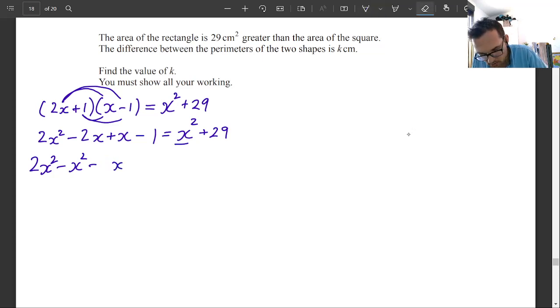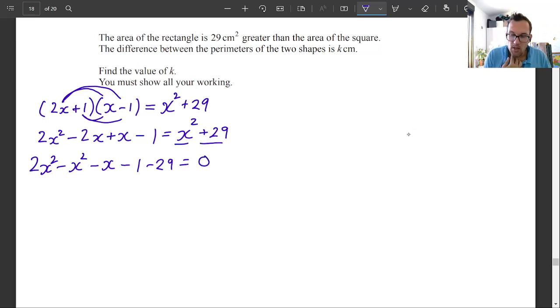I can work that out. Let's do that. Minus 2x plus x gives me minus 1x, which is minus x. Then we got the minus 1, and we can put that plus 29 becomes minus 29 equals 0, because now I've moved everything to the left. Simplify. 2x squared minus 1x squared gives me x squared minus x. Minus 1 minus 29, of course, is minus 30. Okay, we're just subtracting here. We're not multiplying. It doesn't become positive.